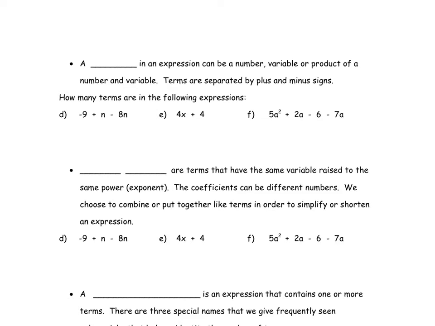Moving on forward, a term. So let's go ahead and write that word right away. A term in an expression can be a number, a variable, or the product of a number and variable. So this would be a number. This could be a variable like n, or the product, meaning I'm going to multiply a number and variable.